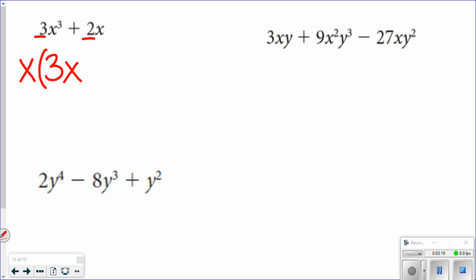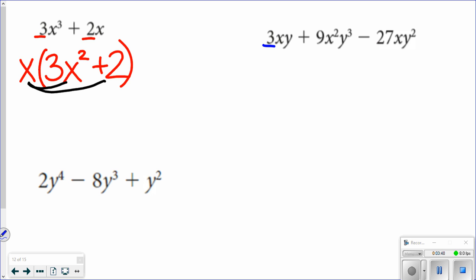I didn't do anything with the 3, so I'm going to leave it. x cubed divided by x: 3 minus 1 is 2, plus, leave the 2, I didn't do anything with it. x divided by x cancels out, or it's just 1. Okay. And again, if you ever want to check your work, like a great student would do, just distribute back through, and you should get the original question that we started with.